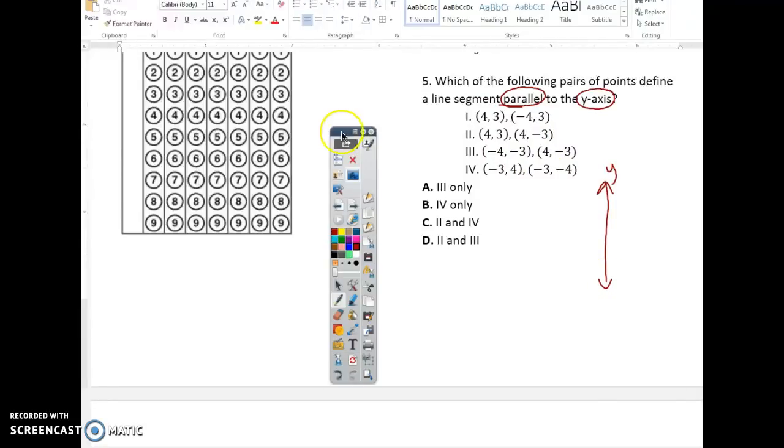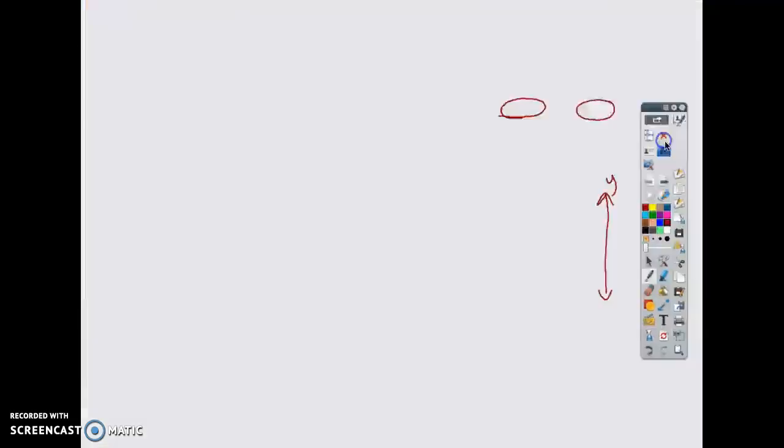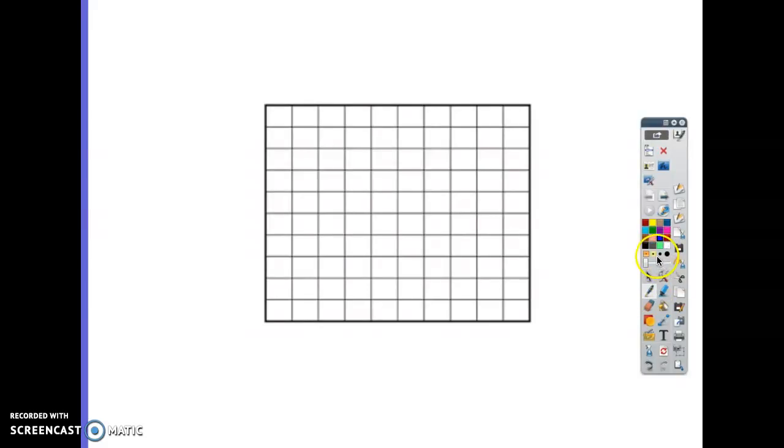So I gave you the graph paper. We're going to plot those points right now. Okay, this is my y-axis. This is my x-axis. And it needs to be parallel to this one. So the points that they gave me for number 1 are (4, 3) and (-4, 3).